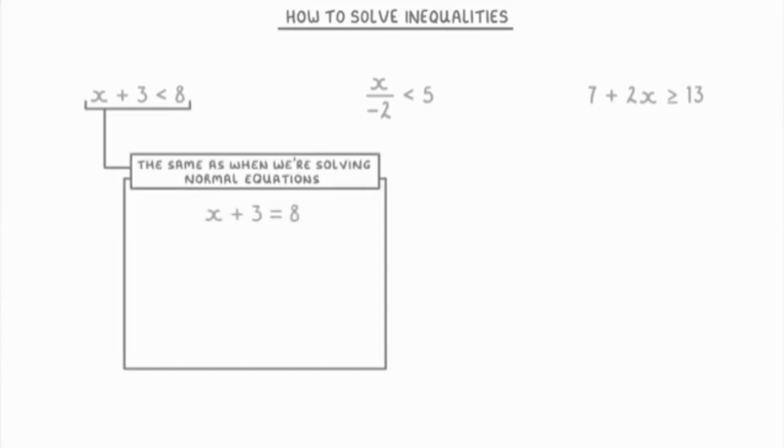here is exactly the same as when we're solving normal equations with an equal sign. So just like how we normally want to get the unknown letter by itself on one side of the equation, that's exactly what we're trying to do here as well.